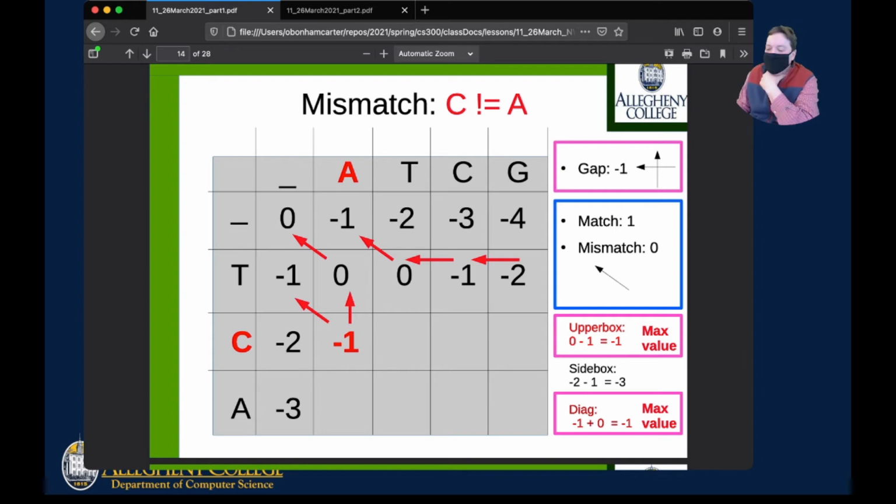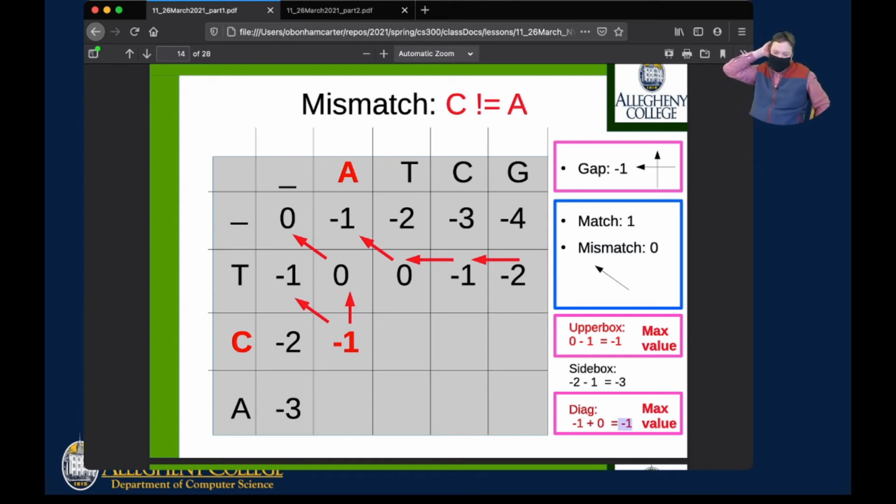Okay, so I'm going to start my calculation by putting my 0 up here. I'm going to put my other -2 right here for my side box. Then I have to go, okay, my gap is -1, so I'll put my -1 here for the upper box, and my -1 for my side box right here, and then I'm going to actually do the math. So 0 minus 1 is equal to -1. The side box is -2 minus 1, which is equal to -3. And then I have to worry about my diagonal. The diagonal is this -1 right here. Because C and A are mismatches, I have to give myself a penalty of 0. So -1 plus 0 is equal to -1.